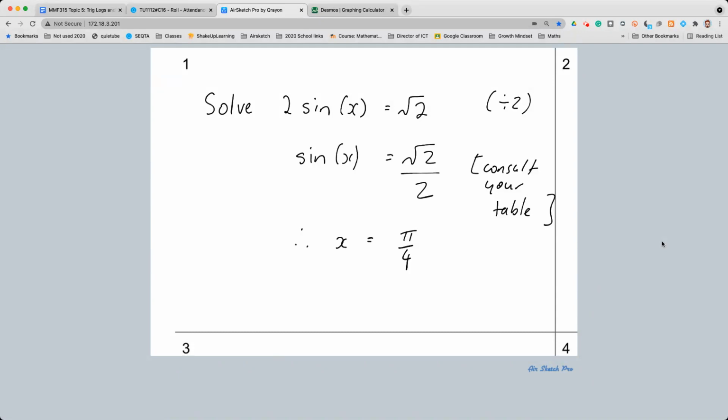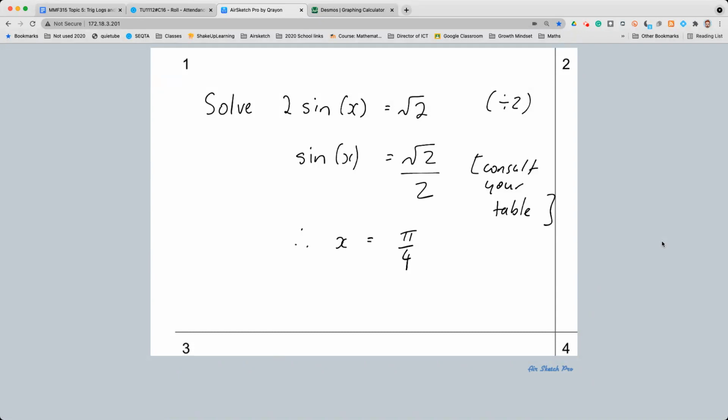But, Will, there are multiple answers. Yep. Okay, so remember, when we solve an equation, we're saying what possible values of x will make the following statement true? And whilst x equals pi on 4 is true, if I substitute pi on 4 for x, I will get 2 sine of pi on 4 equaling root 2. Whilst that's true, it's not the only answer. There are multiple answers.